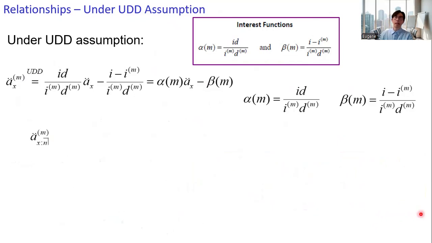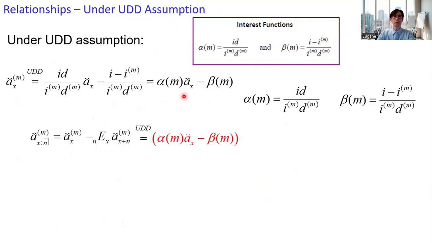All right, for the n-year temporary annuity due, this equals this expression. And then we are going to apply this relationship to the monthly payment ä_x and ä_{x+n}. Okay, so for ä_x monthly payment, we have this expression. And then we are going to apply this to ä_{x+n}.